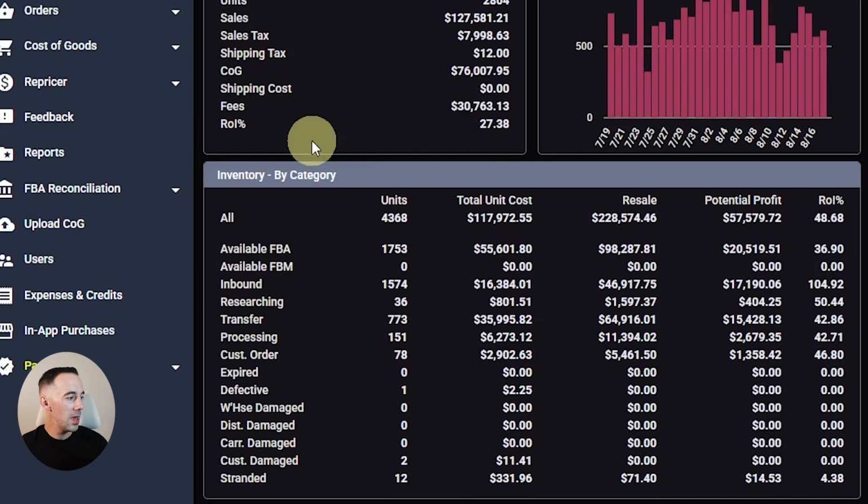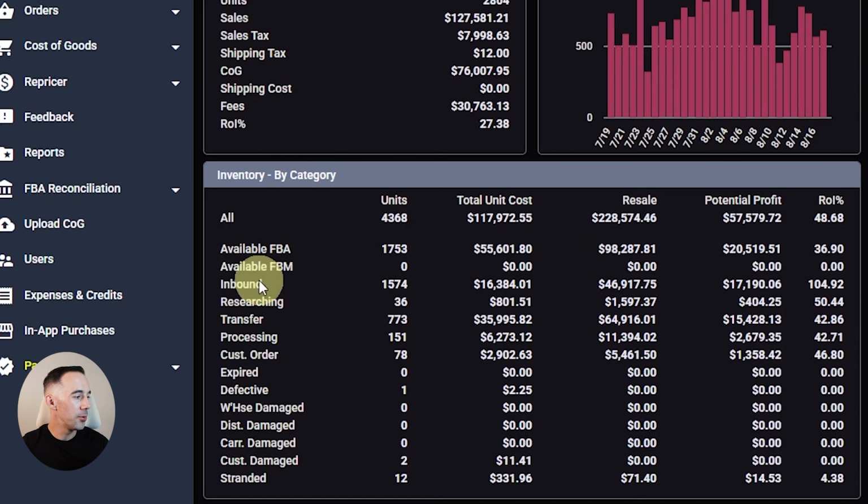Now, just below here, you've got all your inventory. And the key things that I'm always looking at to give me a really good idea of my business is kind of 3 key metrics. I always look at total unit cost. I'm looking at what's available in Amazon right now, because the more stock I've got available, obviously the more sales I'm going to make, but the less stock, the less sales I'm going to make.